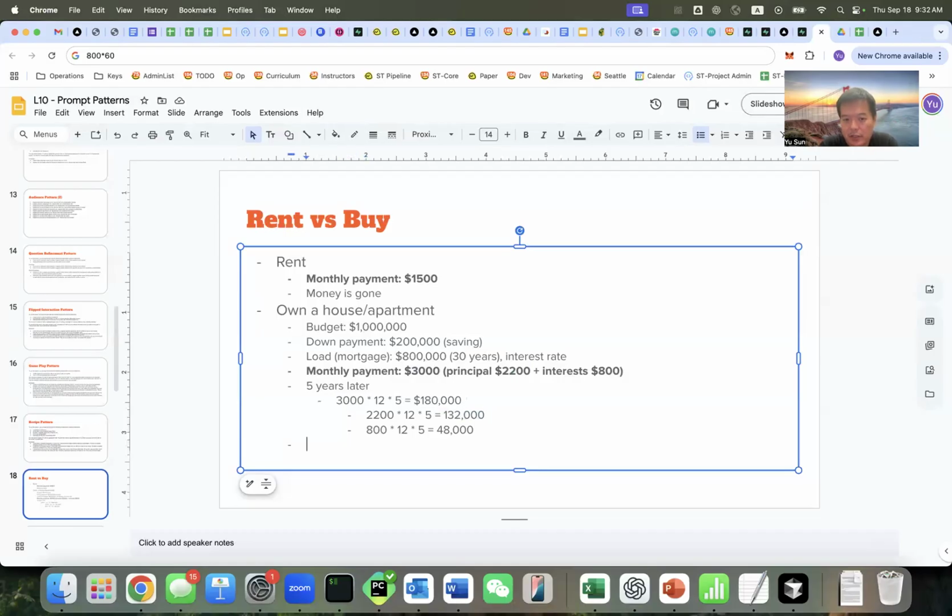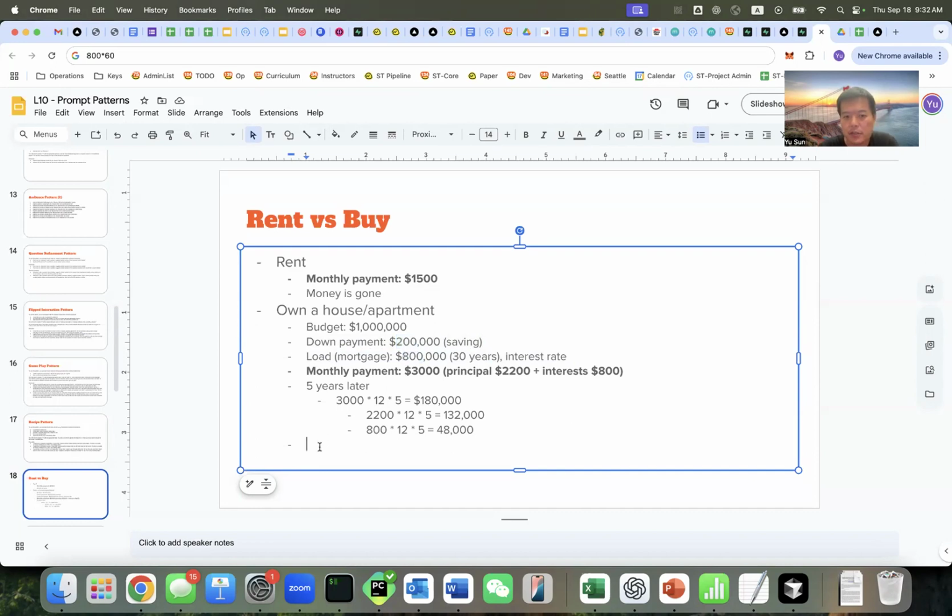So 5 years later, right? Initially you only own 20%, you only paid this much. Let's say at that time, if you sell the house for $1 million, you can only get 200,000 because that's your money. The rest is the bank's. You have to pay back the bank.